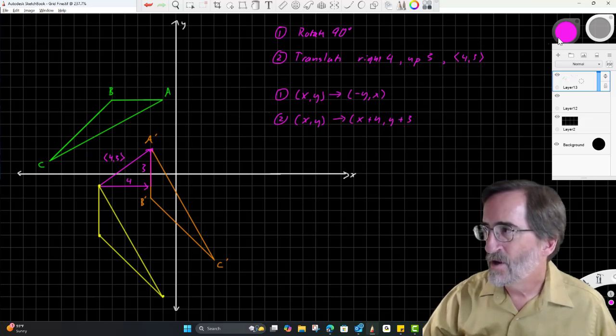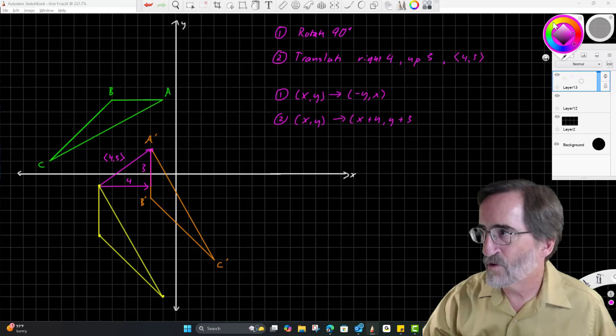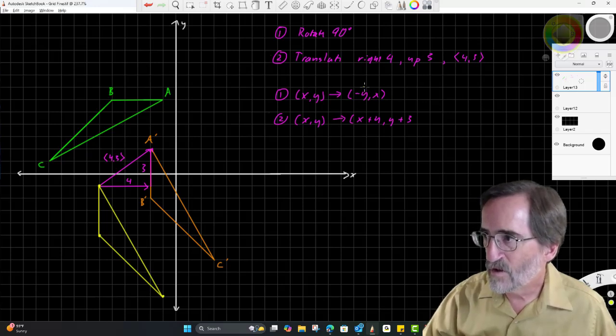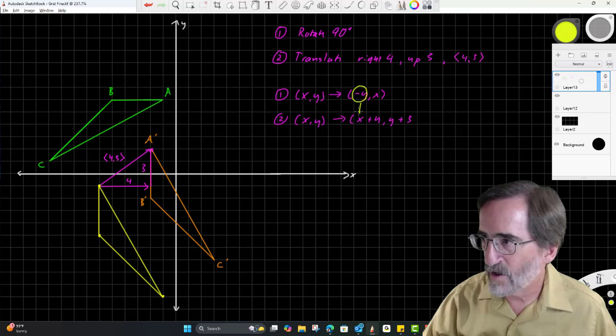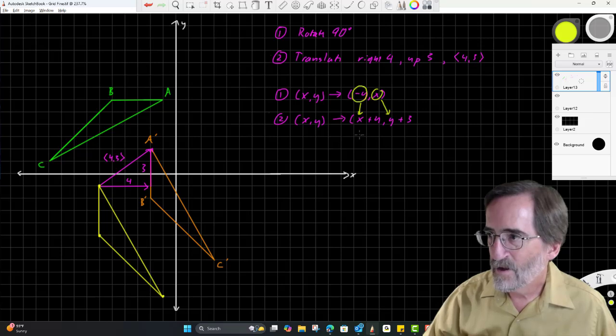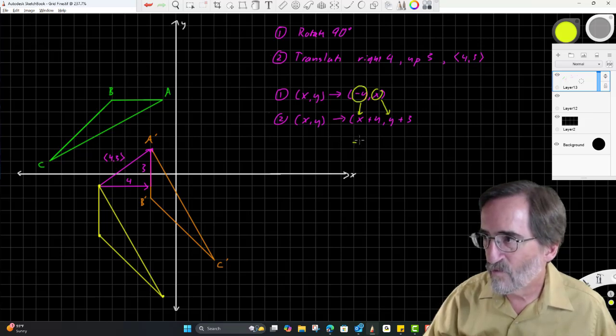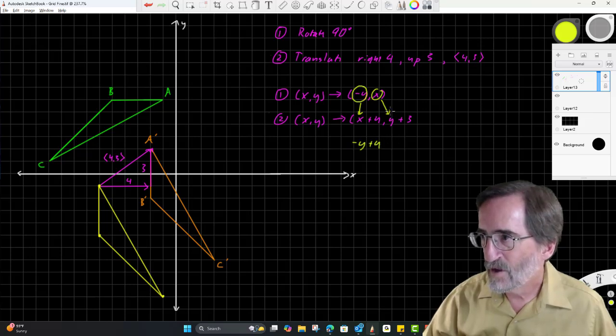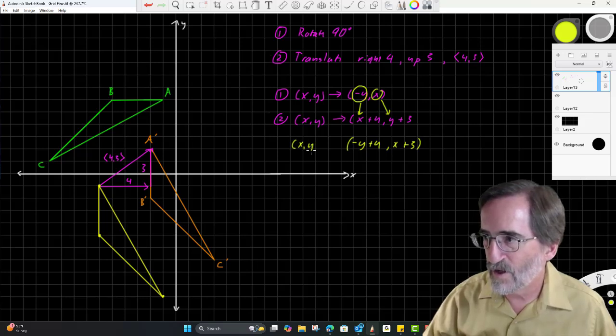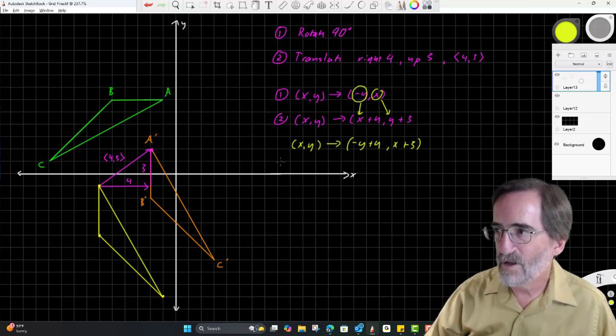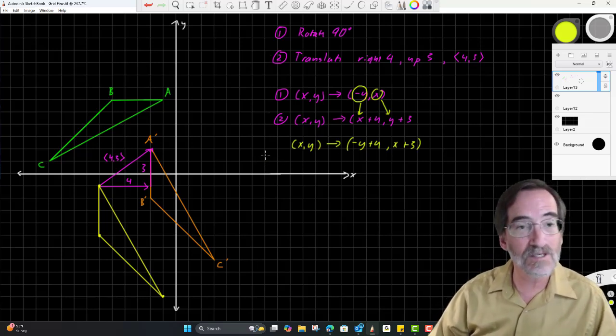Now to create the composite transformation, we're going to take what became x and plug it in right here, and what became y and plug it in right here, right? So we're going to go negative y instead of x plus 4. We're going to go x instead of y plus 3. And so this is our composite transformation: x, y becomes negative y plus 4, x plus 3. Let's go ahead and see if this works.